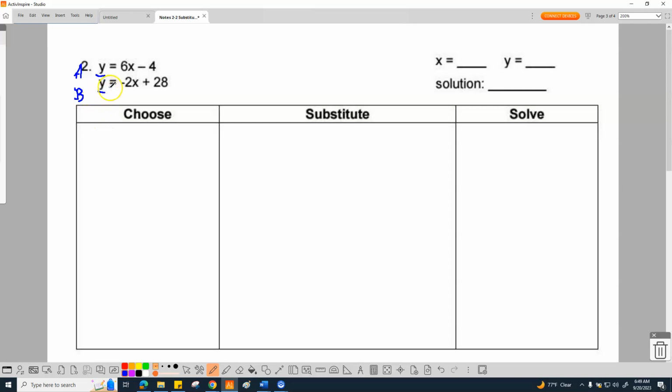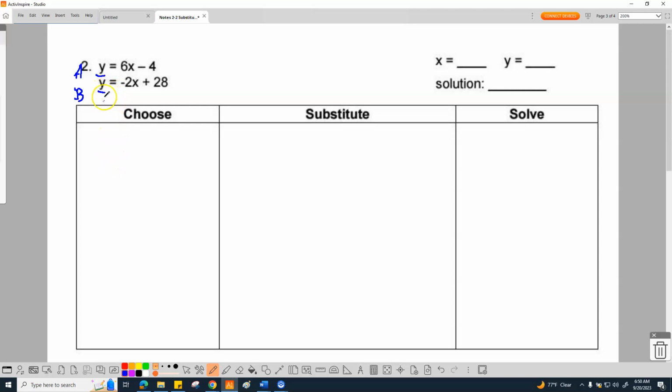Equation A, equation B. And I'm going to take A and shove it into B. How do I do that? I do it through the y's. So we're saying in this instance that y is the same thing as 6x minus 4. The power of the equal sign is that it means I can interchange it.